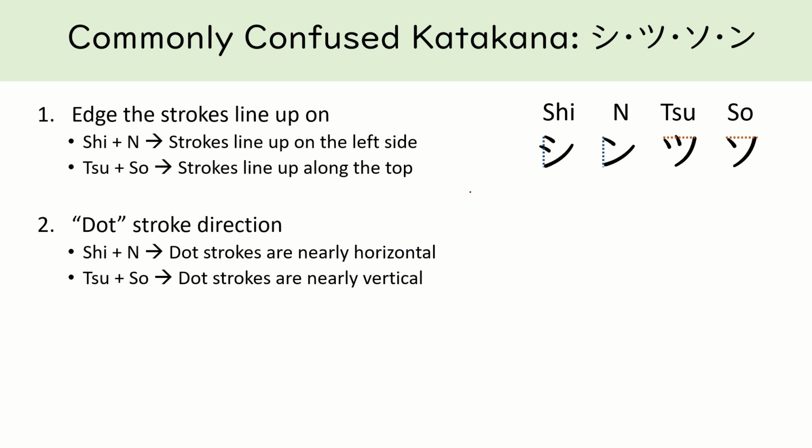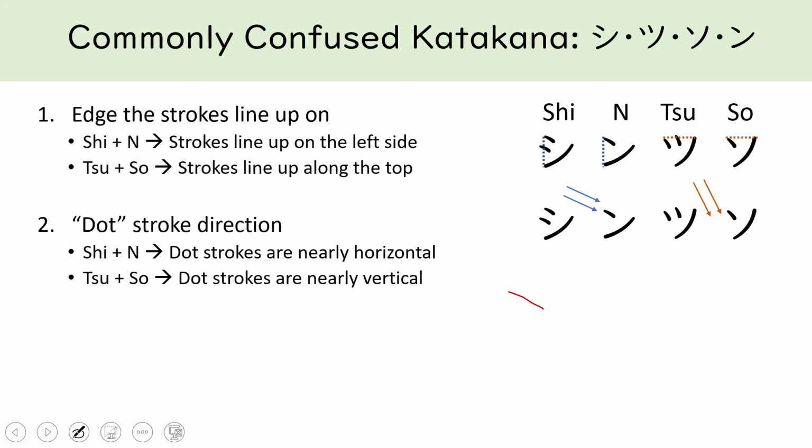The second one, the dot stroke direction. So for shi and n, the dot strokes are nearly horizontal, whereas for tsu and so, the dot strokes are nearly vertical. So just there, we can actually tell the difference. If we only look at the first two strokes, if I only write this, we can already tell that I'm going to write shi. If I'm only writing this, I can already tell that I'm going to write tsu. Right? This is sufficient information to know which of the two I'm going to write.